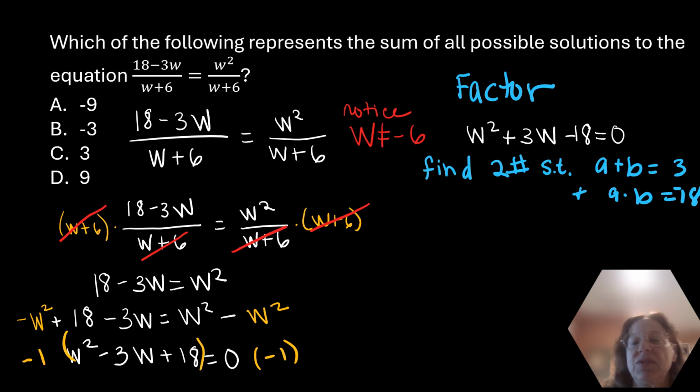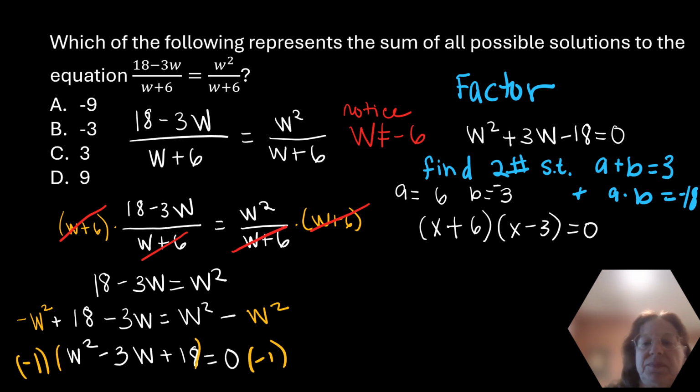Now we have w squared plus 3w minus 18 equals 0, and we can factor that by finding two numbers such that a plus b is equal to 3, the coefficient of w, and a times b is equal to negative 18. So a is 6 and b is going to be negative 3. And then we get (w plus 6) times (w minus 3) equals 0 after factoring that.